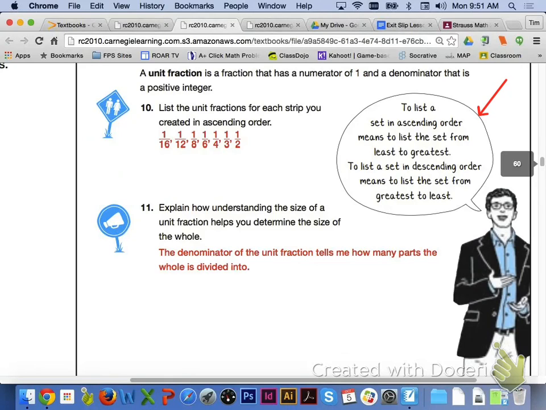If you take a look at the teacher helper on the right, he is reminding you that to list a set in ascending order means to list the set from least to greatest. If we would say descending, then we would be going from greatest to least. So hopefully that helped you out when you were answering number 10. If you are going to list the unit fractions in ascending order, then for number 10, you should have 1/16, 1/12, 1/8, 1/6, 1/4, 1/3, and 1/2. For number 11, the denominator of the unit fraction is going to tell you how many parts the whole is divided into.